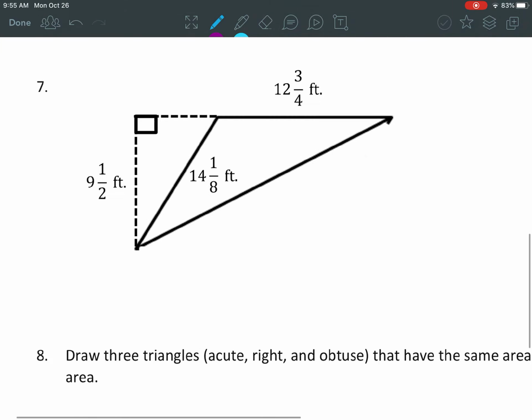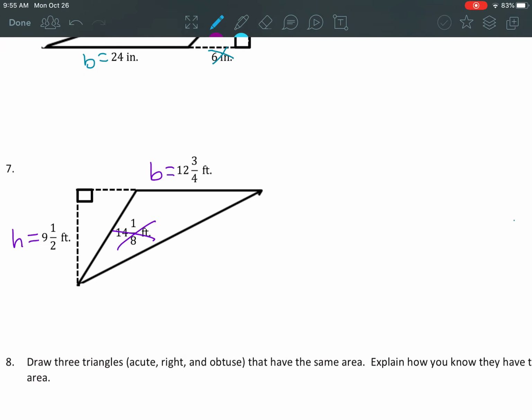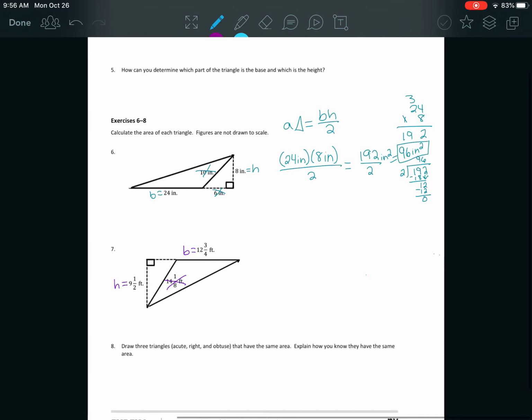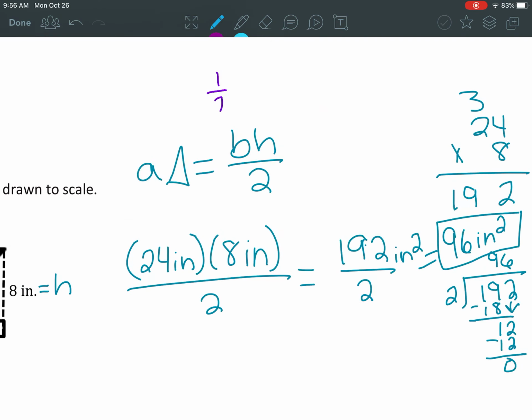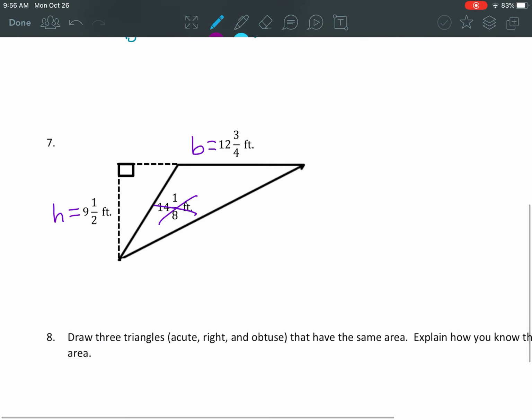Okay, number 7. We have 3 numbers here. So let's say that our 12 3/4 is our base. Now is 9 1/2 feet or 14 1/8 feet our height? We want the one with the right angle. 14 1/8 does not give us a right angle. So that means 9 1/2 would be our height. Remember, another way to write the area of a triangle is 1/2 base times height. So that's going to be useful here since we have fractions.